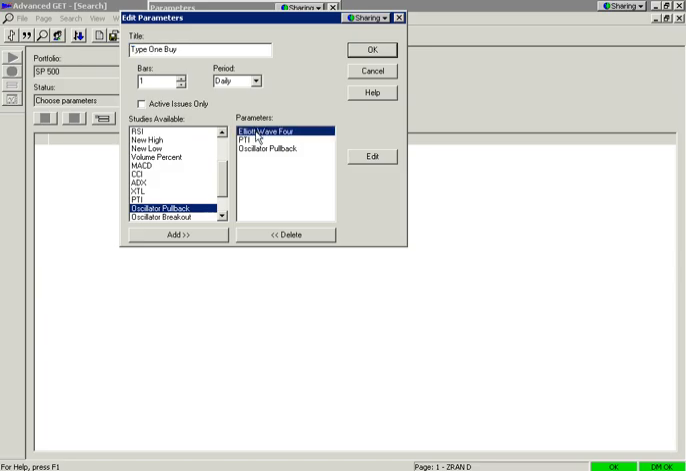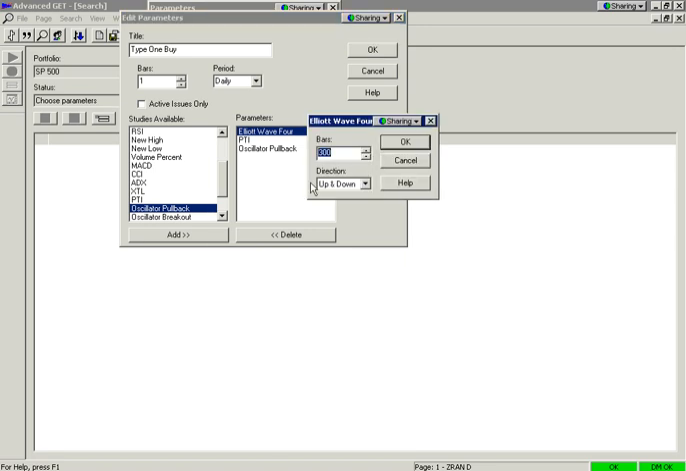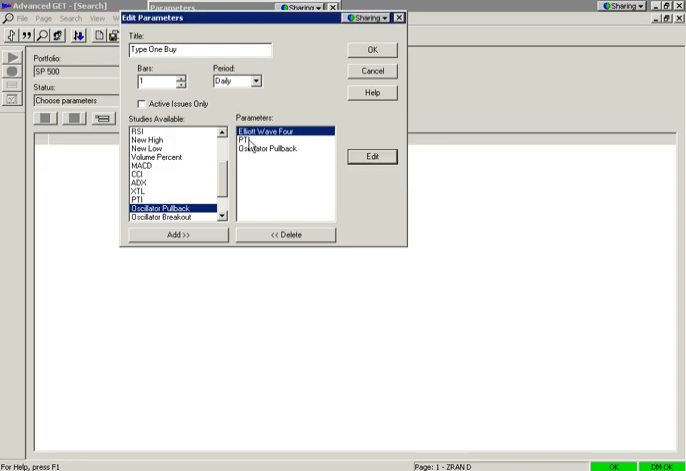We're looking to find a bullish position. So I'm going to select the Elliott Wave 4 and hit the Edit button to the right. I'm going to set the direction to up. Anytime we're talking about these parameters and direction, we're talking about the overall trend. So the overall Elliott Wave trend is in the up direction for a buying opportunity. Bars being set to 300 means it's going to use 300 bars to calculate the Elliott Wave count. I'll say OK on that.